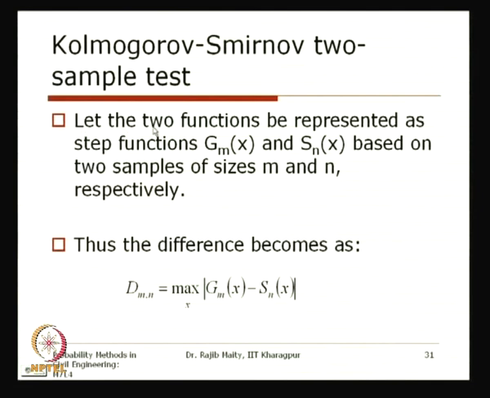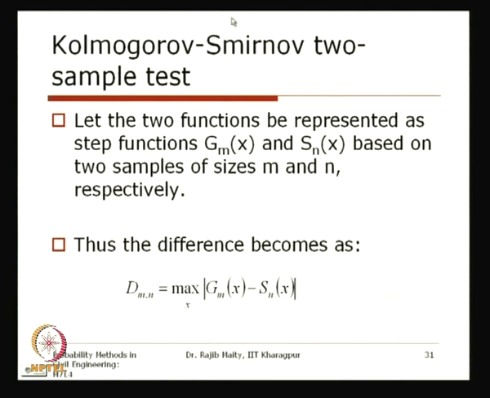Now let the two functions be represented as the step functions Gm(x) and Sn(x), based on the two samples of size m and n respectively. So there are two samples, one having m data points and the other having n data points. This should be flexible; both samples need not have the same size.